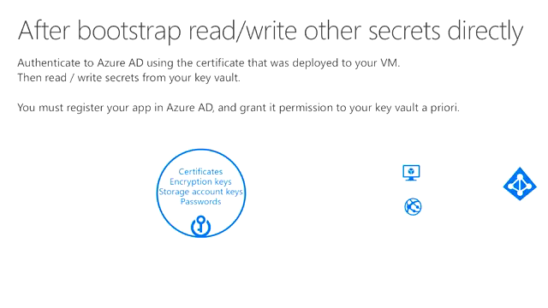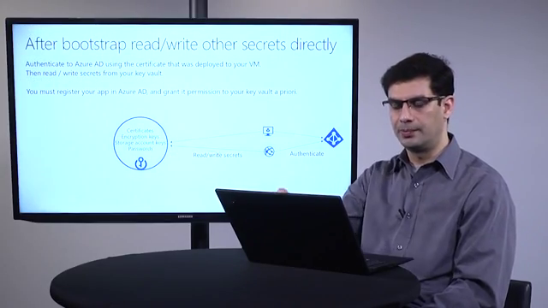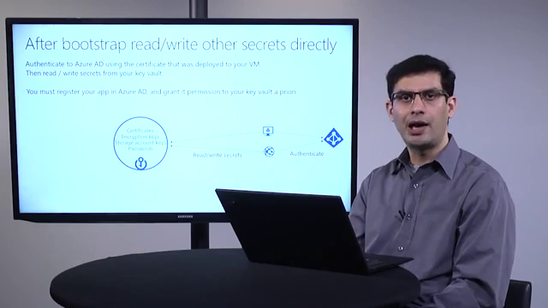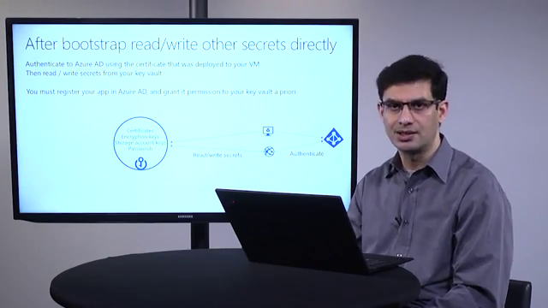Assuming you have registered your application with Azure AD and you registered that certificate thumbprint with Azure AD, that application can now log in to Azure Active Directory, get a token, and use that token to read or write secrets from your particular key vault. And this is a dynamic operation. So we have applications that read or write secrets actually every 20 minutes.